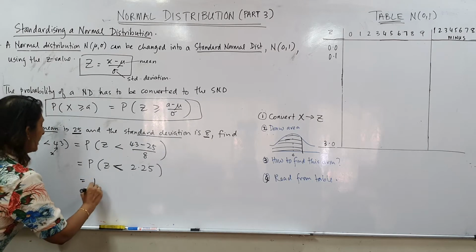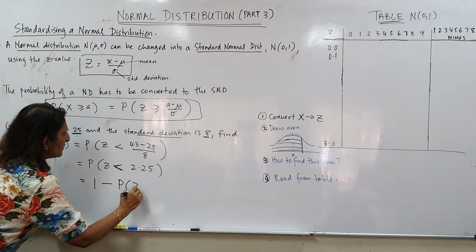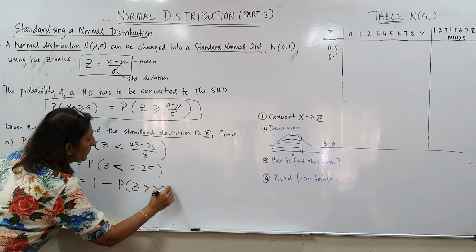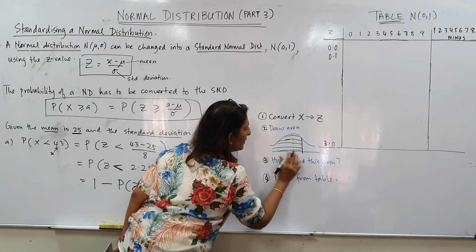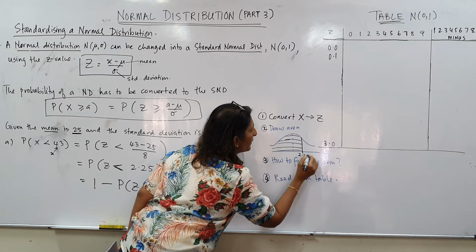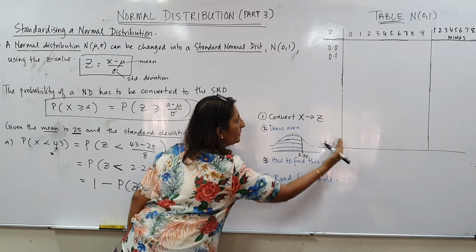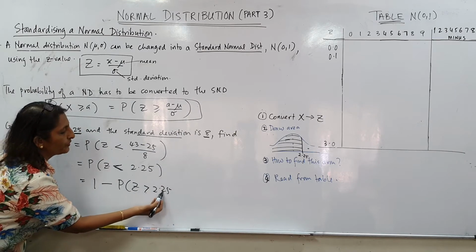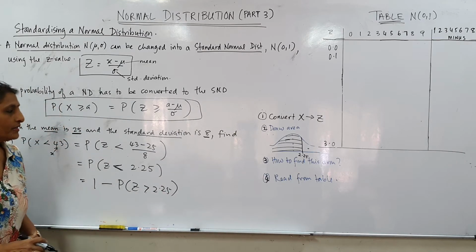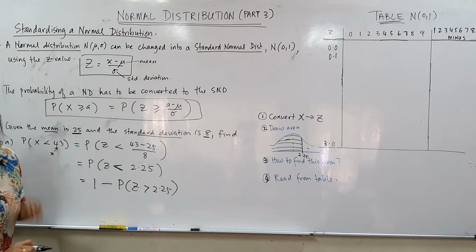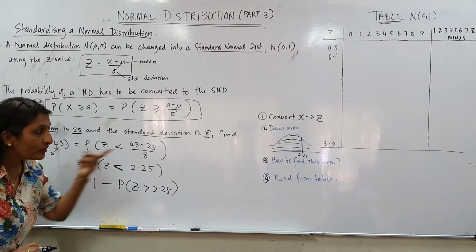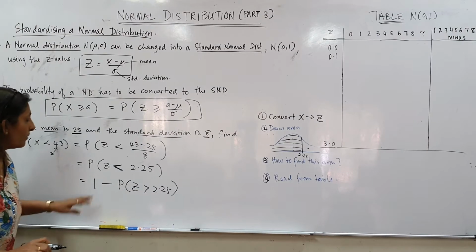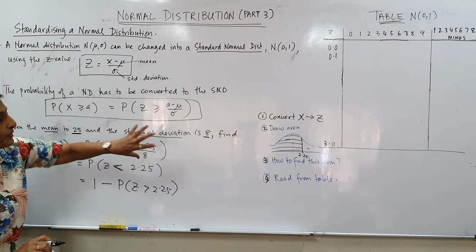So 1 minus P(Z more than 2.25). See, this is 2.25 here, so this area to the right is more than 2.25. So for step 3, you have to look at your picture and ask yourself how to find that area and put it down here. 1 minus that will give us the big area.